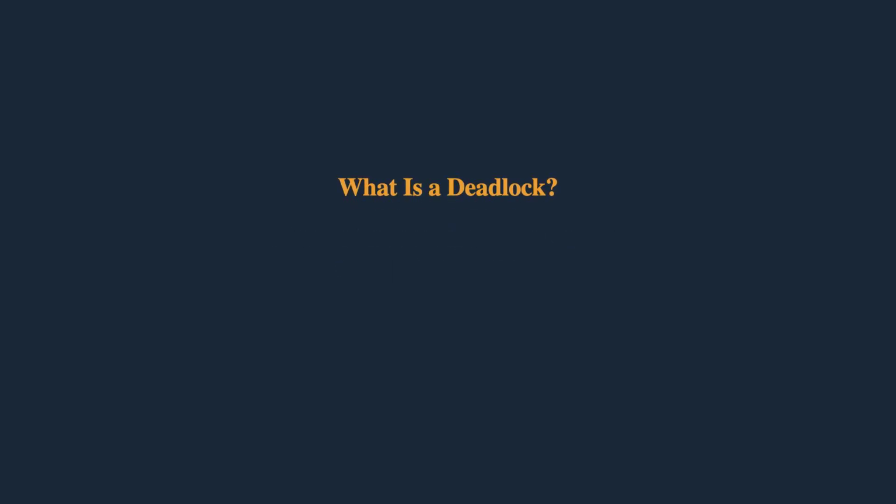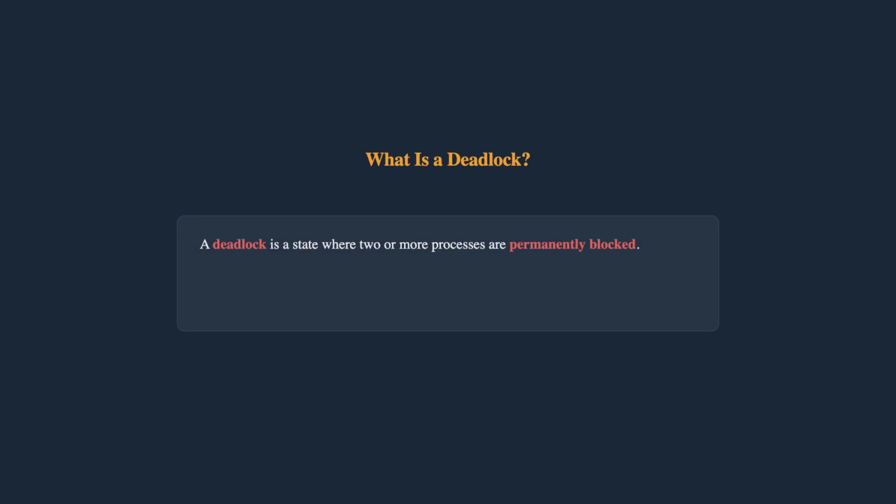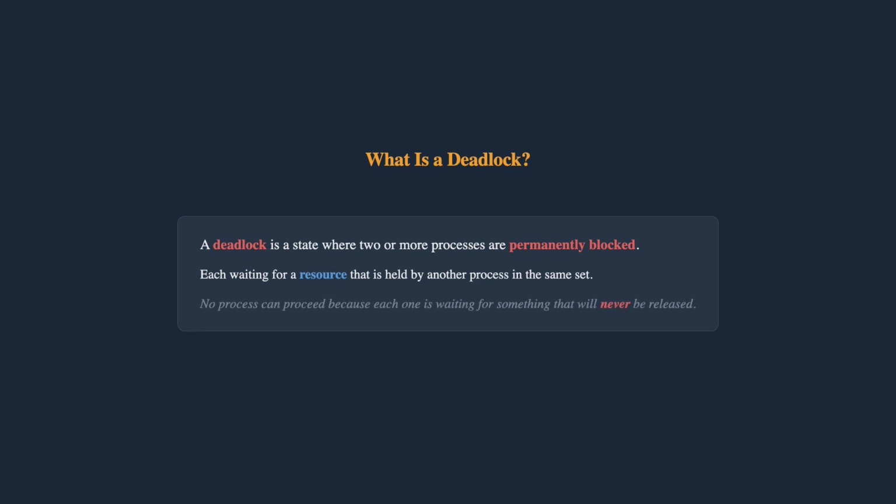So what exactly is a deadlock? Formally, a deadlock is a state where two or more processes are permanently blocked, each waiting for a resource that is held by another process in the same set. No process can proceed because each one is waiting for something that will never be released.